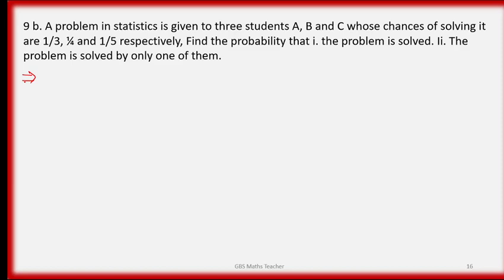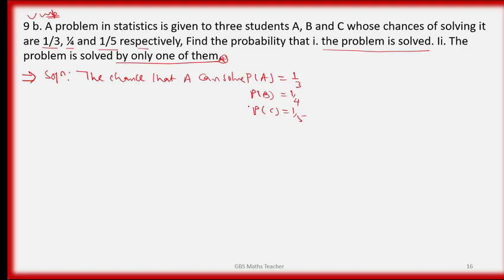The chance that A can solve, probability of A equal 1/3, probability of B equal 1/4, probability of C equal 1/5. First given like that. And case first, dear students, the problem is solved. As I mentioned you earlier, this is case of union.